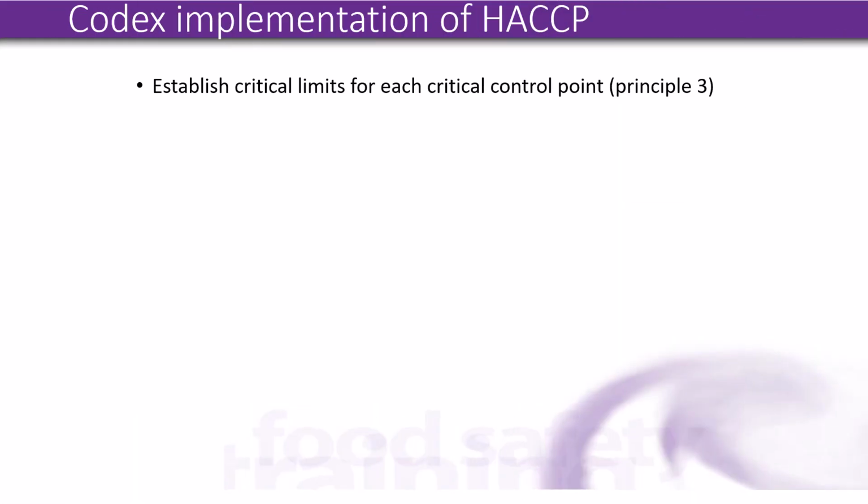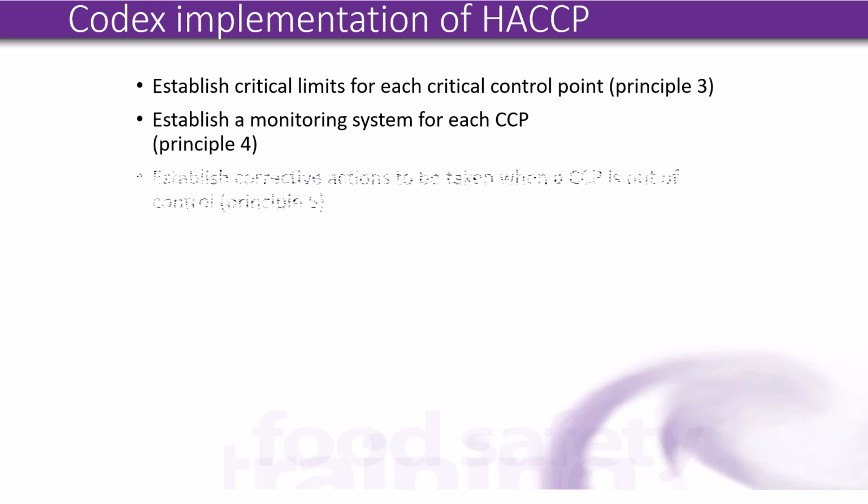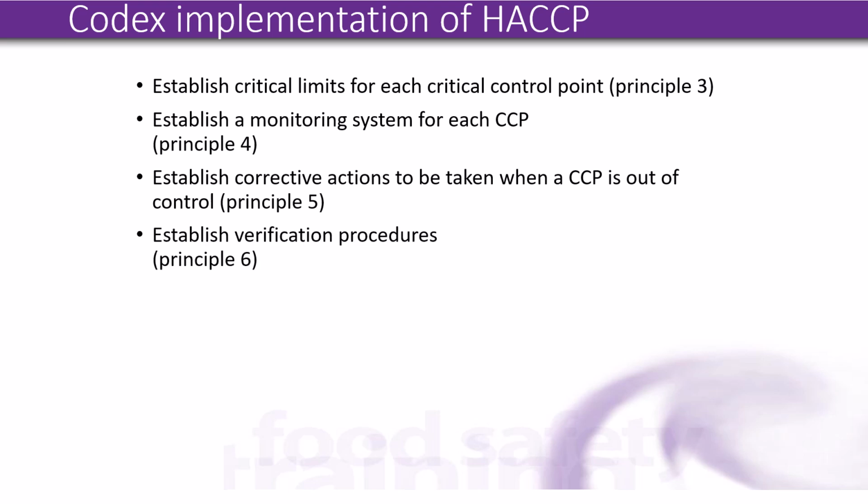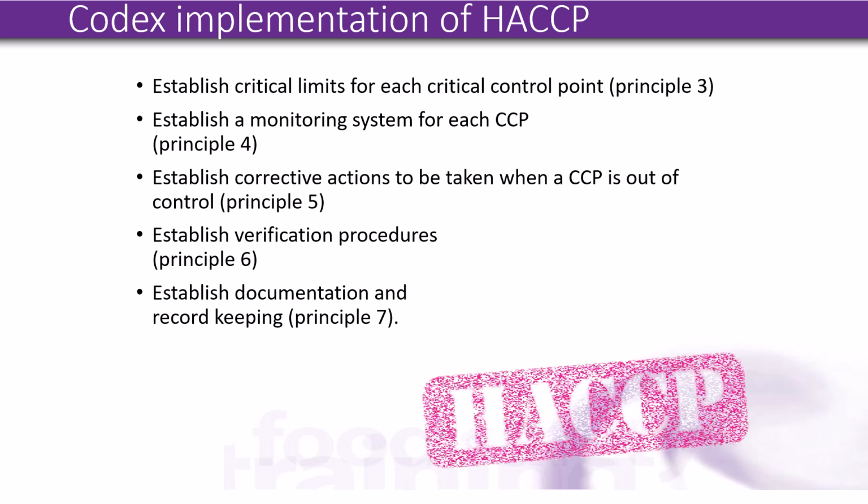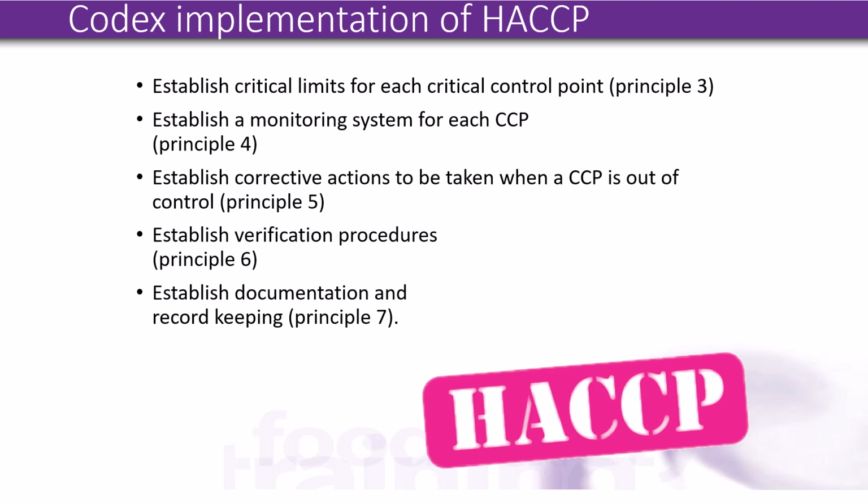So continuing, we need to establish critical limits for each critical control point, principle 3. Establish a monitoring system for each critical control point, principle 4. Establish corrective actions to be taken when a critical control point is out of control, that's principle 5. Establish verification procedures, which is principle 6. And lastly, establish documentation and record keeping, which is principle 7, and that gives us HACCP.